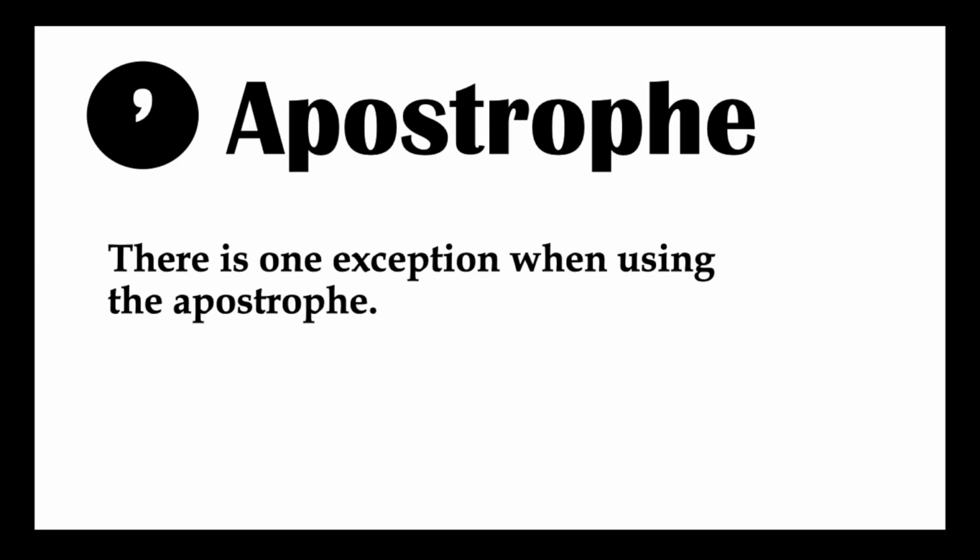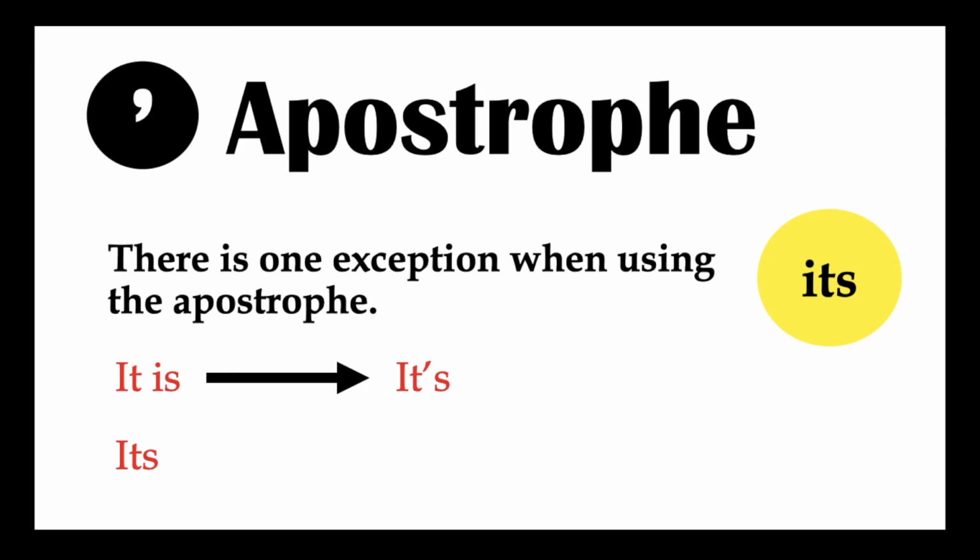However, there is one exception when using the apostrophe. This is related to the word its. Just remember that if you can say it is, then it becomes it's with an apostrophe. Its without the apostrophe means of it. Let's take a look at some examples.